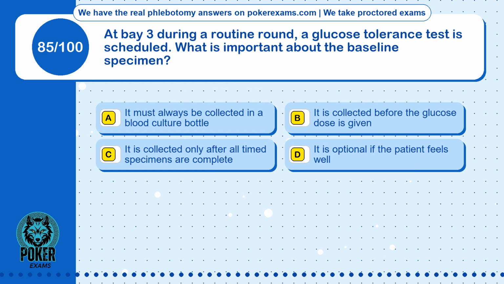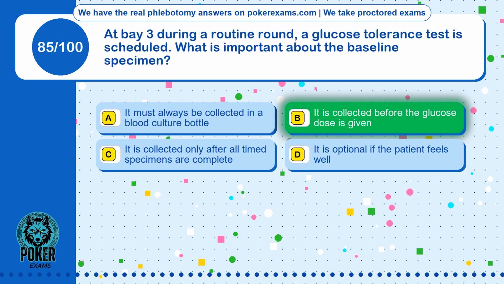Question 85. At Bay 3 during a routine round, a glucose tolerance test is scheduled. What is important about the baseline specimen? Option A. It must always be collected in a blood culture bottle. Option B. It is collected before the glucose dose is given. Option C. It is collected only after all timed specimens are complete. Option D. It is optional if the patient feels well.